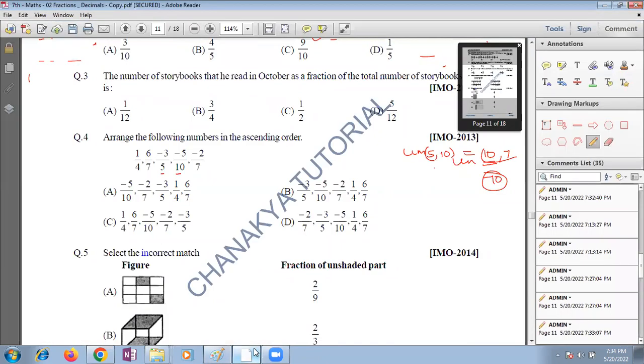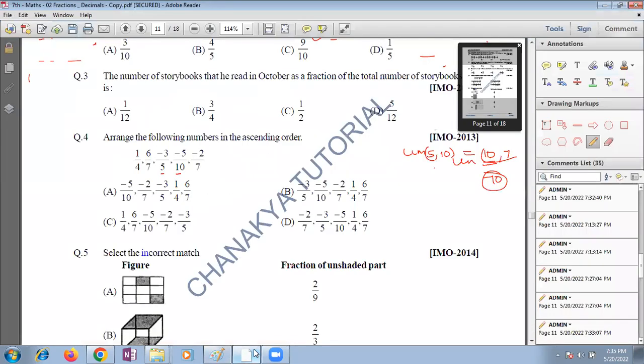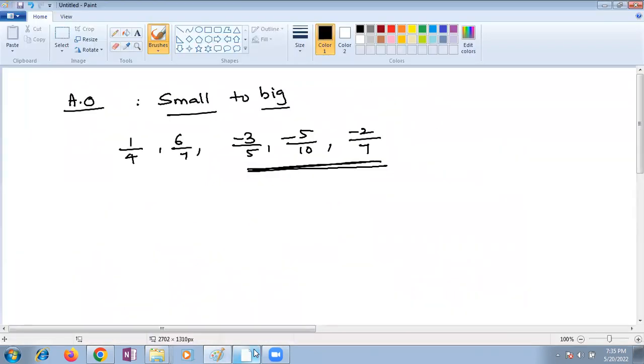Ma'am, can't we just say that minus 2 by 7 is the lowest because 5 is the lowest? From my experience, first you need to compare which is greater and which is smaller. If you know that, it is easy to remember. It is very easy, because this is 6 by 7 and this is 1 by 4. A little later we will discuss positive fractions. Only negative fractions I am doing first.